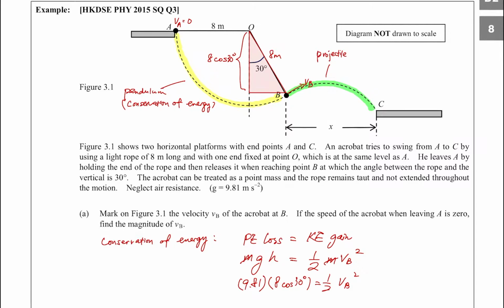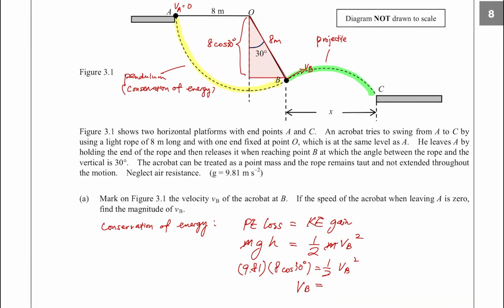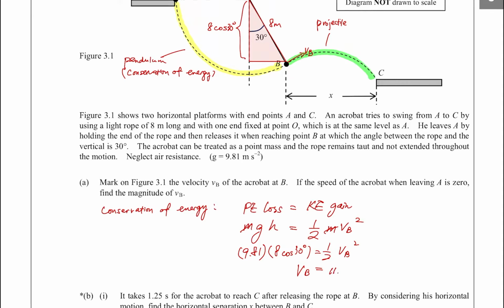Solving this equation, VB is 11.659 meters per second. So the acrobat is now swinging at 11.659. Once he releases the string, he will become a projectile at this angle, under this speed, 11.659 meters per second.